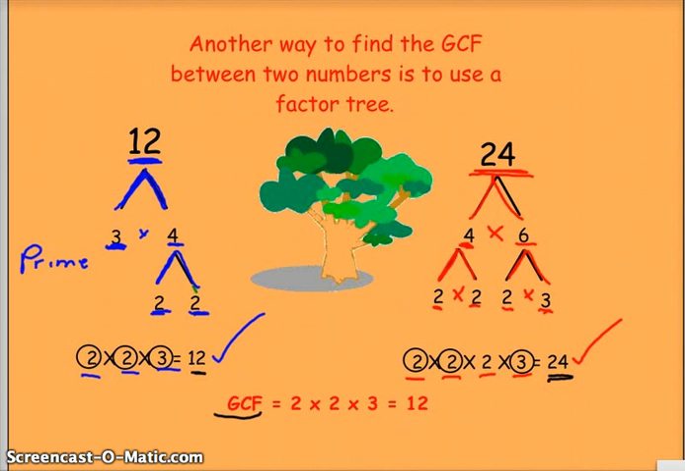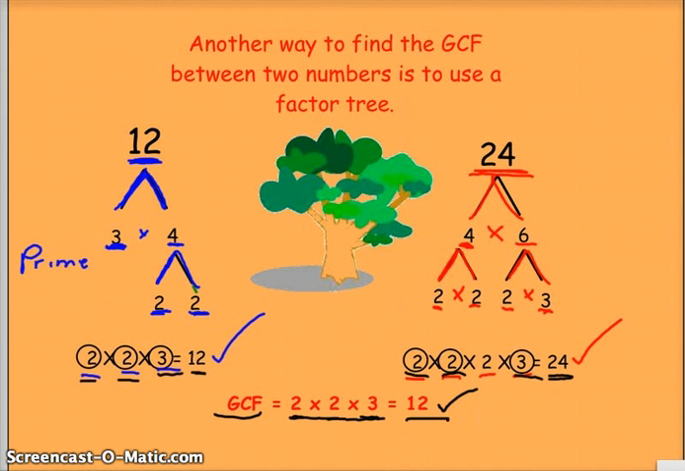In this case, the common factors are two 2's and a 3. I put them down here in an equation. 2 times 2 is 4, times 3 is 12.